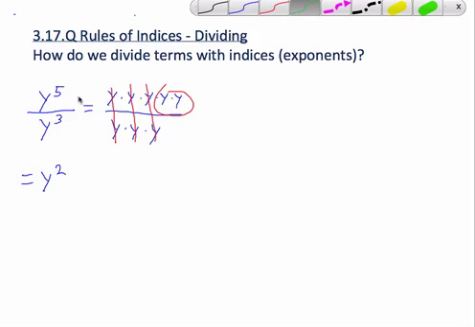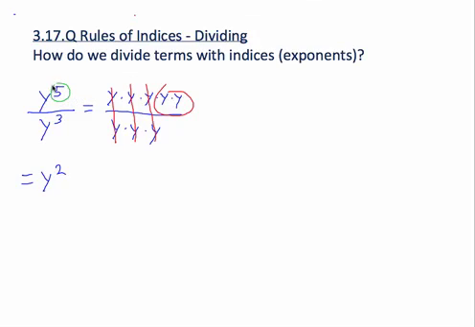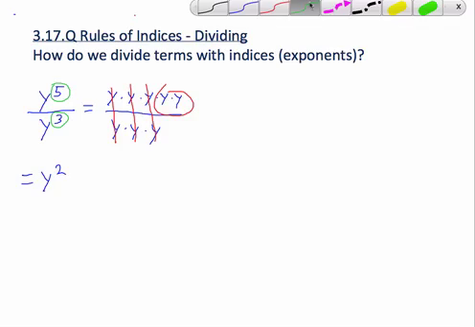Now looking at the exponents, you can see we had a 5 and a 3, and it became a 2. So what you do is you actually just subtract 5 take away 3, and you can get your exponent. Okay, so let's see if that works with some real numbers. Let's try an easy number like 2.